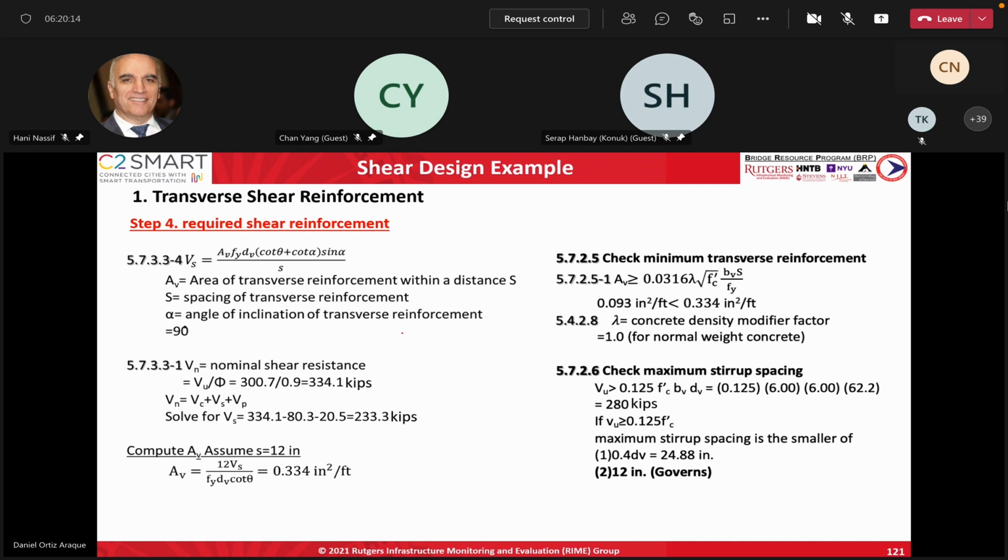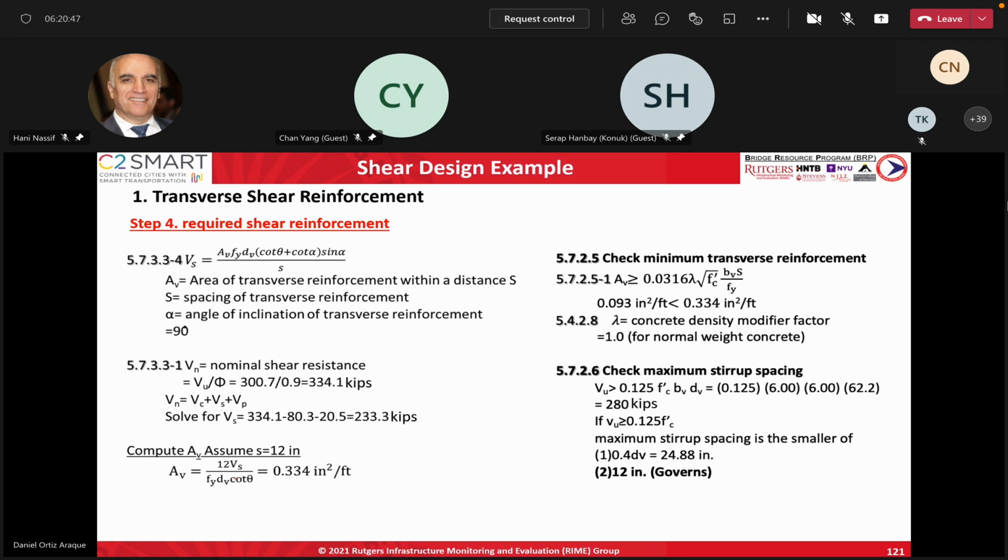So now the next step is to calculate the required shear reinforcement, and we use this equation right here. Note that the angle we just calculated, and alpha is the angle of the stirrups with respect to the plane of the stirrup. In this example, it will be 90, given that we're going to use vertical stirrups. So given that, we can rearrange to calculate.